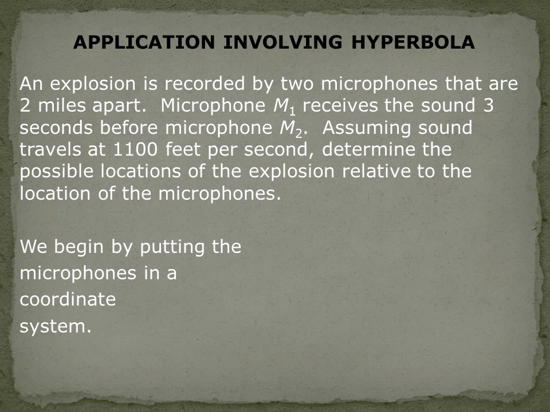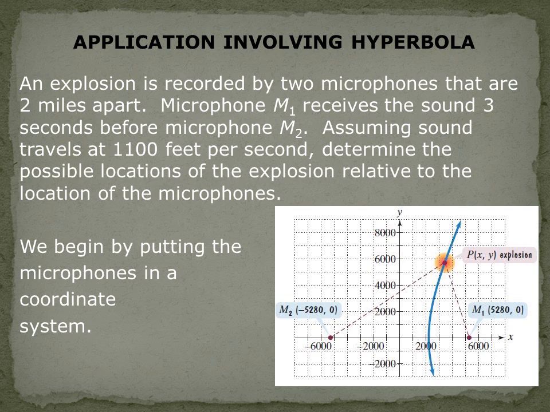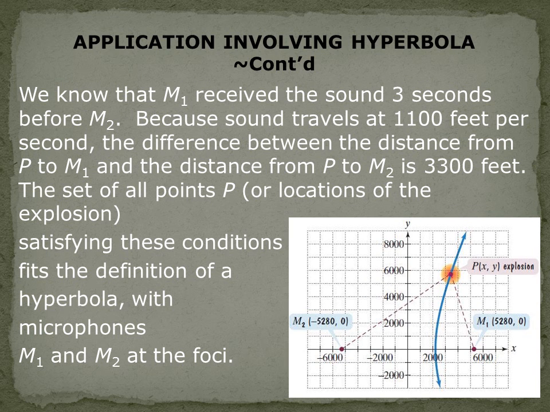We begin by putting the microphones in a coordinate system, as shown on the graph. We know that M1 received the sound 3 seconds before M2, and because sound travels at 1,100 feet per second, the difference between the distance from P to M1 and the distance from P to M2 is 3,300 feet. The set of all the points P, or the locations of the explosion, satisfying these conditions fits the definition of a hyperbola, with microphones M1 and M2 at the foci.